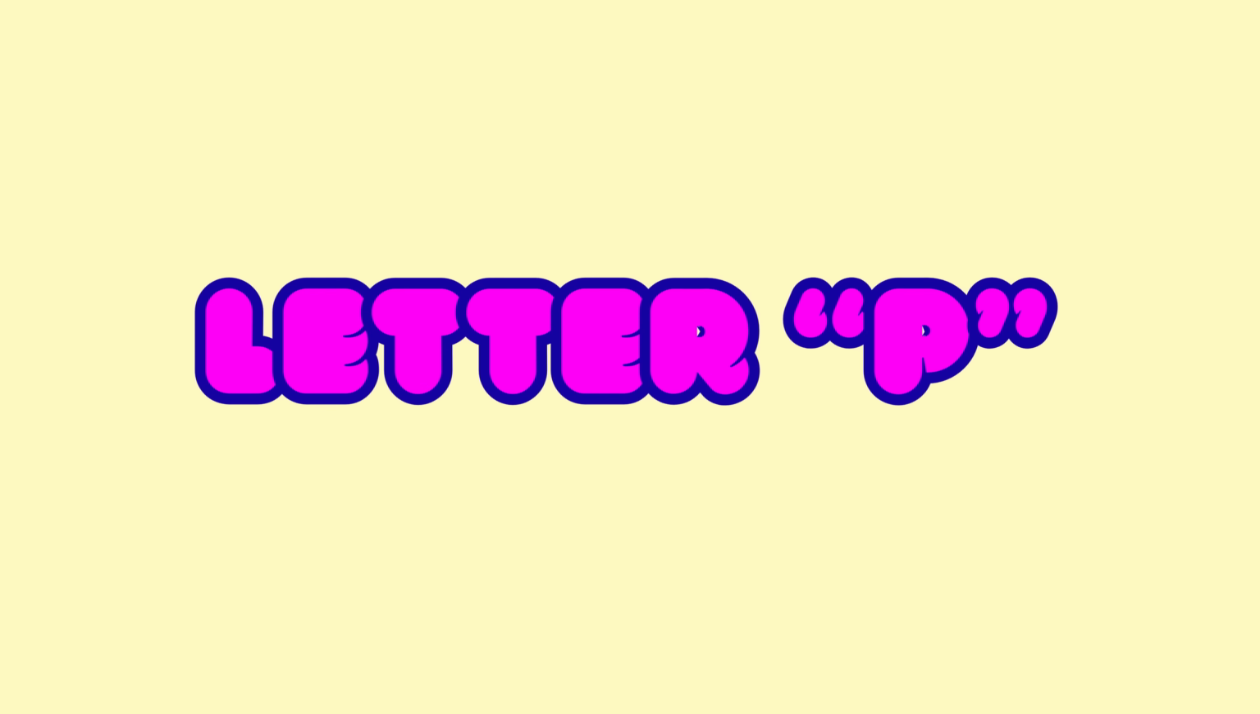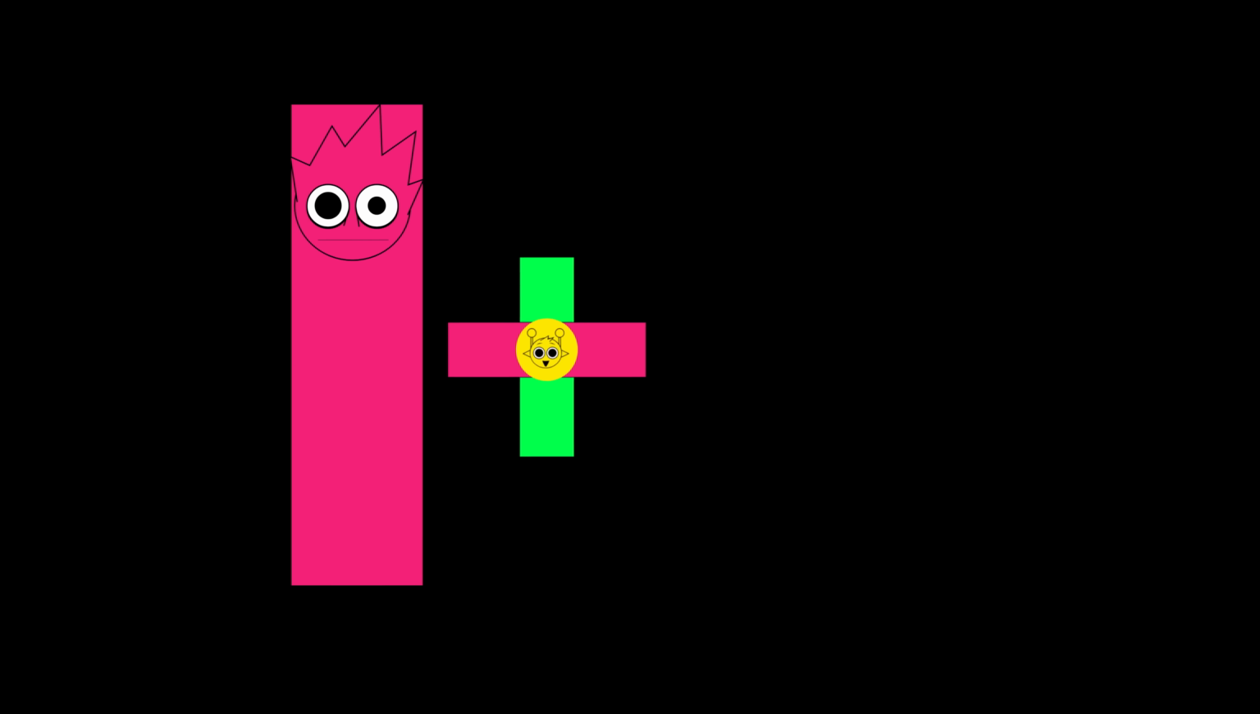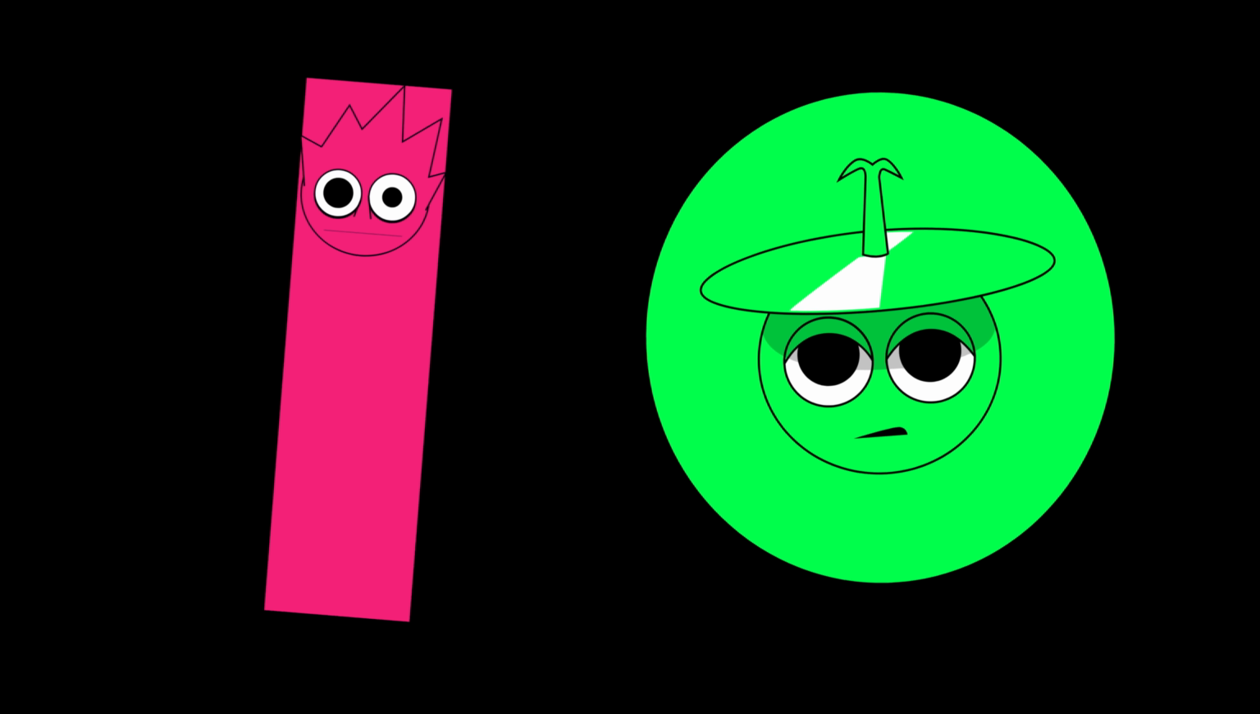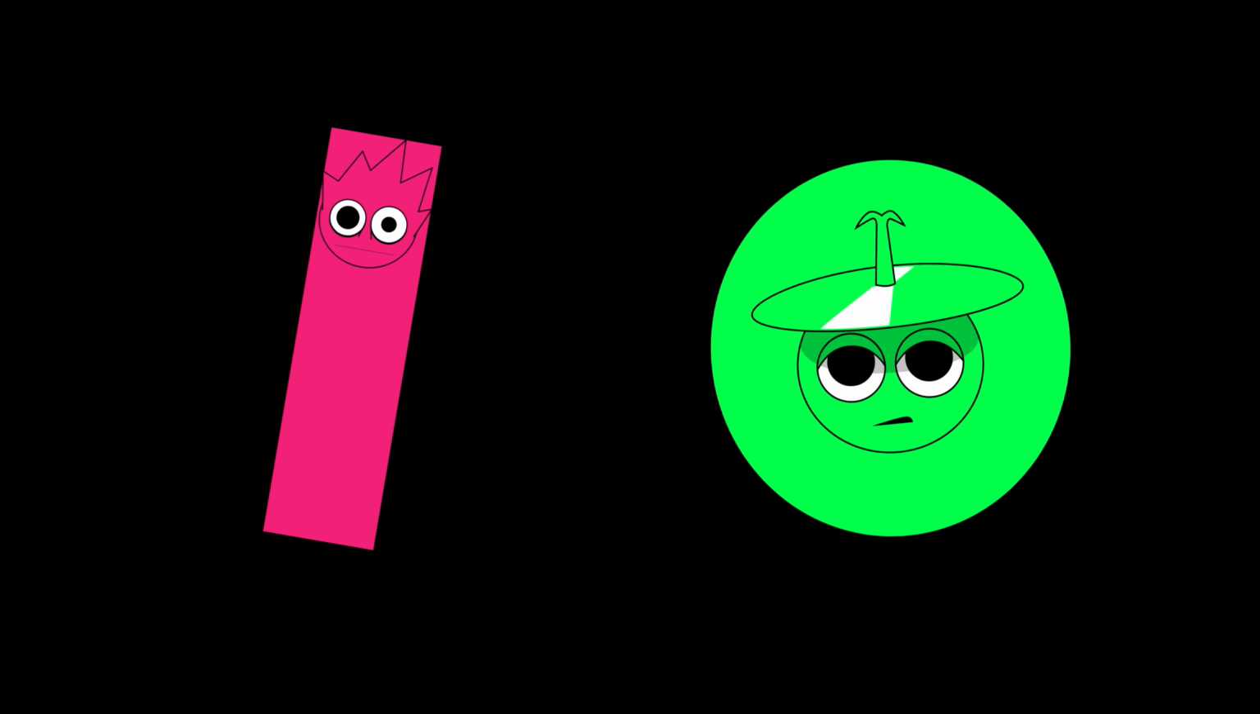Next, make the alphabet letter P. Rectangle. Plus. Circle. Look at the rectangle and the circle. When we put them together, they make the letter P.